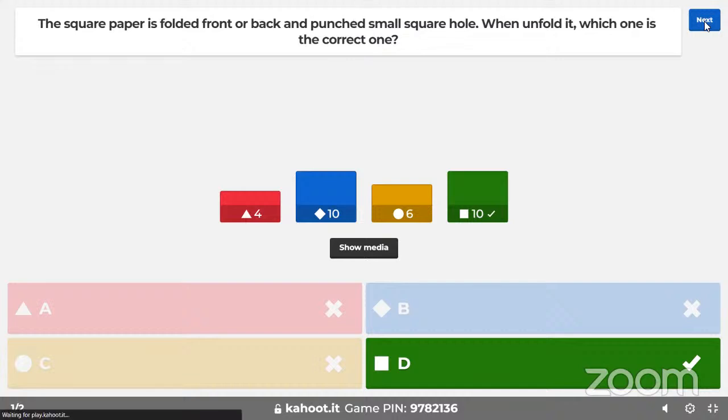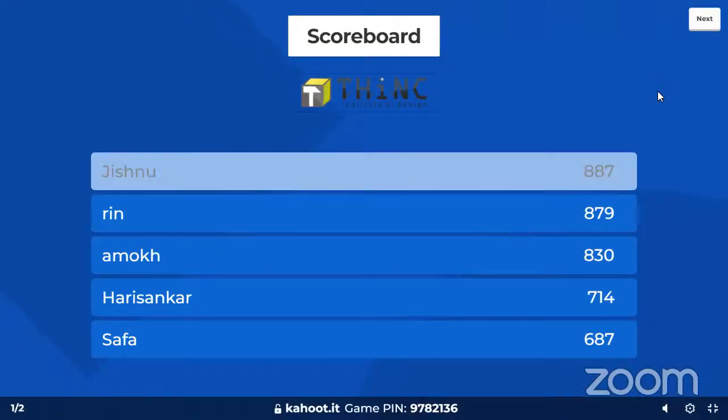So we will see the scoreboard. This is how the scoreboard will be visible. For the demo quiz, Jishnu has scored 904, followed by Rin, Amog, Harishankar and Safa. So this is the leaderboard. This is how the leaderboard will be visible.